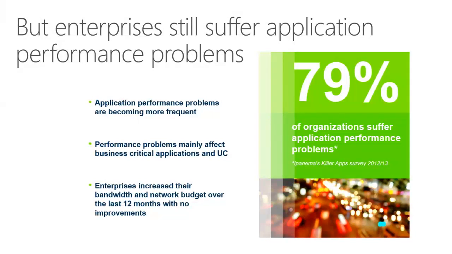Surprisingly, perhaps, when enterprises increase the bandwidth and the budget applied to the network, in actual fact, in a lot of occasions, the problems remain. In our survey, we found only 20% of organizations that increased bandwidth were able to say they'd successfully addressed their performance problems with their applications. So bandwidth is not the only problem that's faced when you roll out a unified communications service.